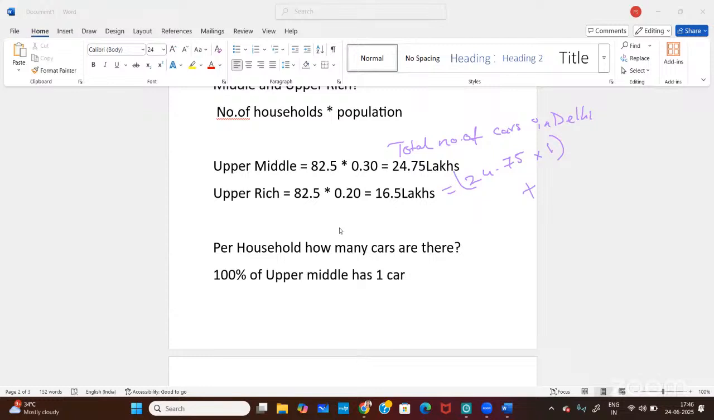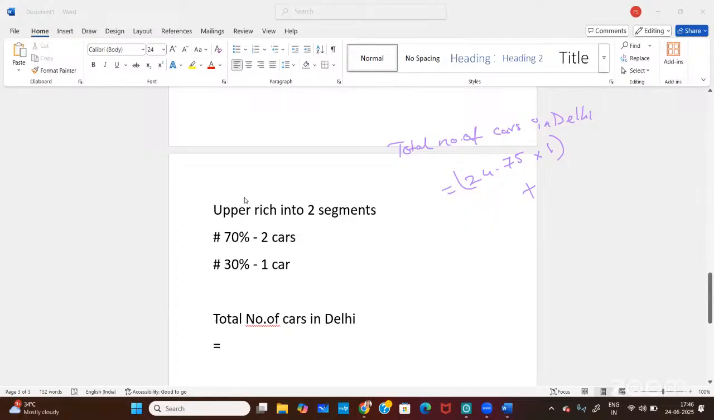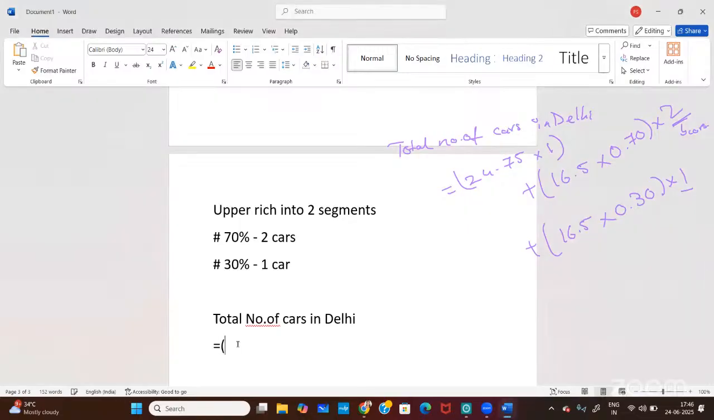Next, plus, we have upper rich. They might have two categories. As I said, 70% of the population have two cars. So I'll be calculating 16.5, the total household population of upper rich, into 0.70 into 2, because two cars. Plus, again 16.5 into 0.30 into 1, because only 30% of the population has one car. Now, when you calculate this, you will be getting the value.